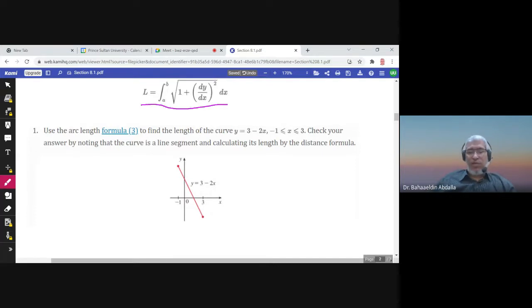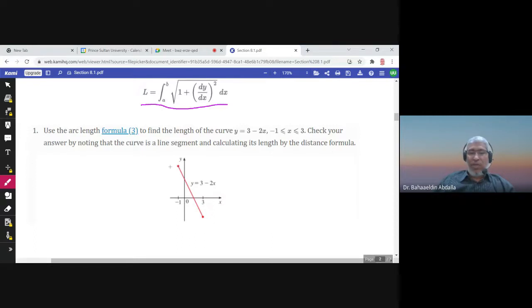Let us first use it here on this straight line. We know how to find the length of the line using the distance formula. So he says here in the question, use arc length to find the length of this curve, which is the line, from -1 to 3, and check your answer by noting that the curve is a line segment and calculating its length by the distance formula.